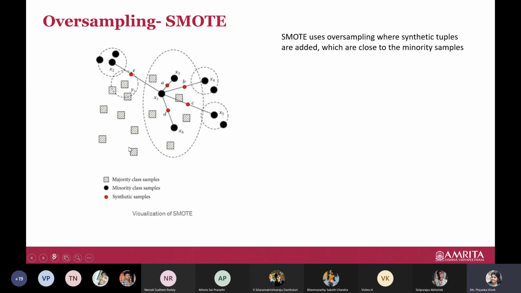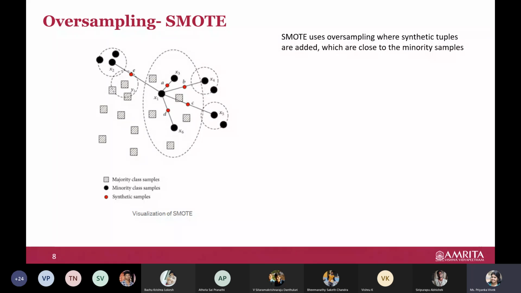So if you can see the figure, the squares are the majority class samples. The black circles are our minority class samples. And then we have some synthetic samples which are generated by SMOTE, which are very close to the minority samples. So SMOTE tries to generate some synthetic samples, instances.